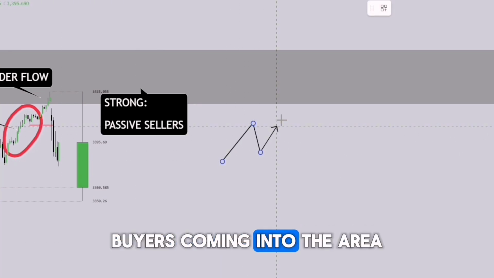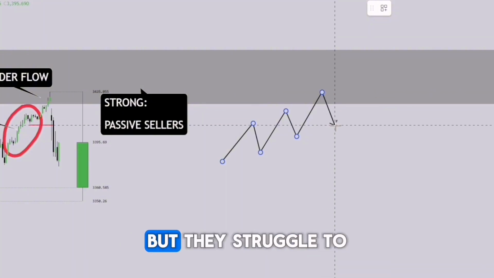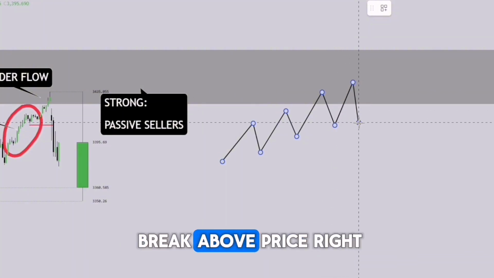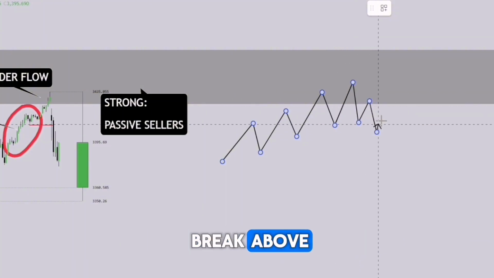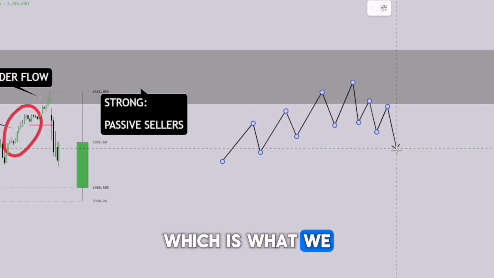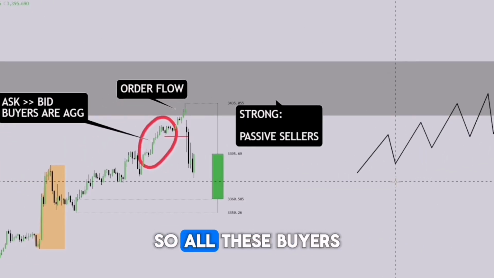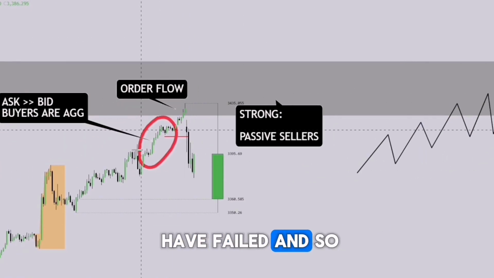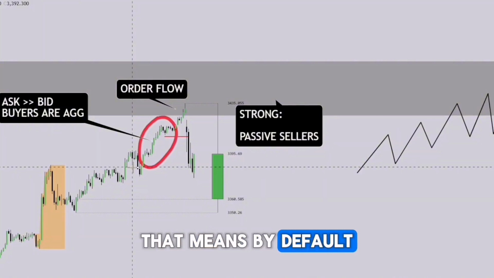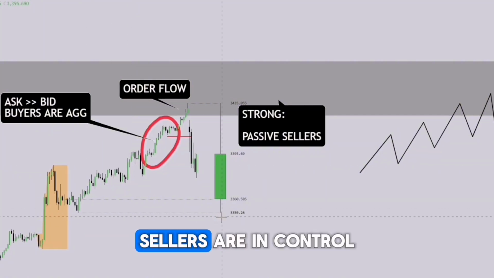and you see a lot of buyers coming into the area, lots of buyers coming into the area, but they struggle to break above. They really struggle to break above. They actually break below, which is what we saw over here. They break below, right? So all these buyers have failed. And so if buyers fail, that means by default, even from a common sense perspective, sellers are in control.